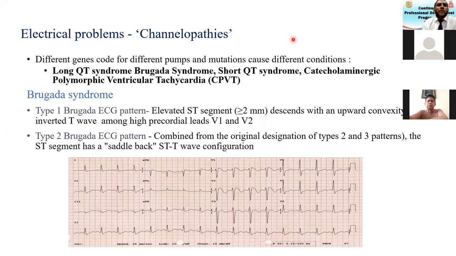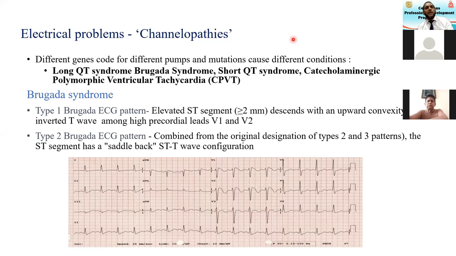So we'll move on to the electrical problems now. Channelopathies. As I discussed earlier, abnormalities and genetic mutations in the sodium and potassium channels can alter the physiological transmission, and thereby the cardiac rhythm can be changed. This will produce conditions like VT, VF and sudden cardiac death. There are different gene codes for different pumps, and mutations cause different conditions. The common four conditions are long QT syndrome, Brugada syndrome, short QT syndrome, and catecholaminergic polymorphic ventricular tachycardia, CPVT. Out of these, I thought of discussing long QT and Brugada here.